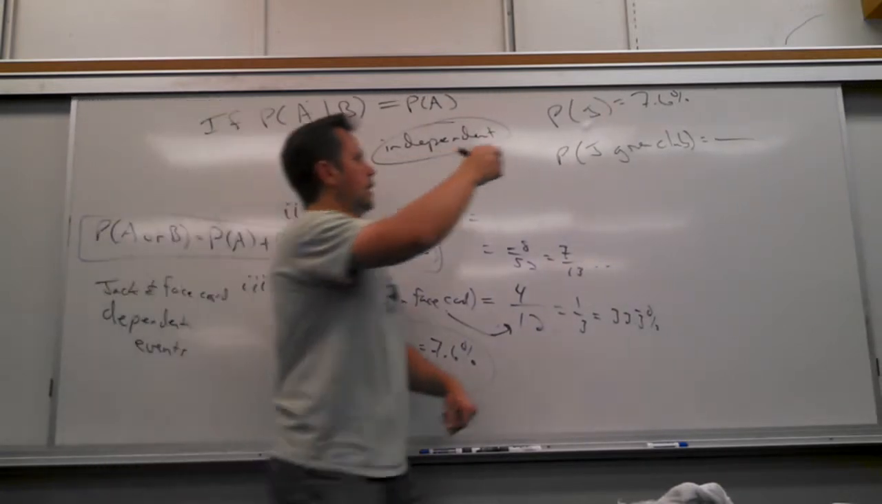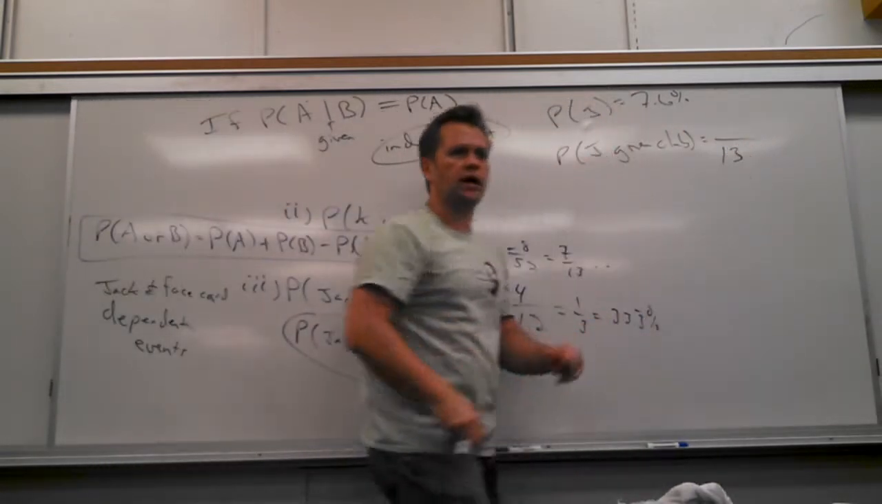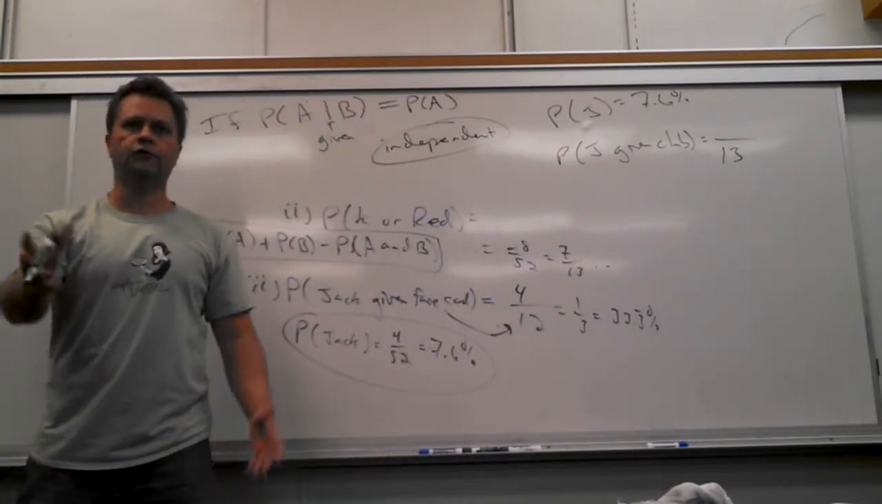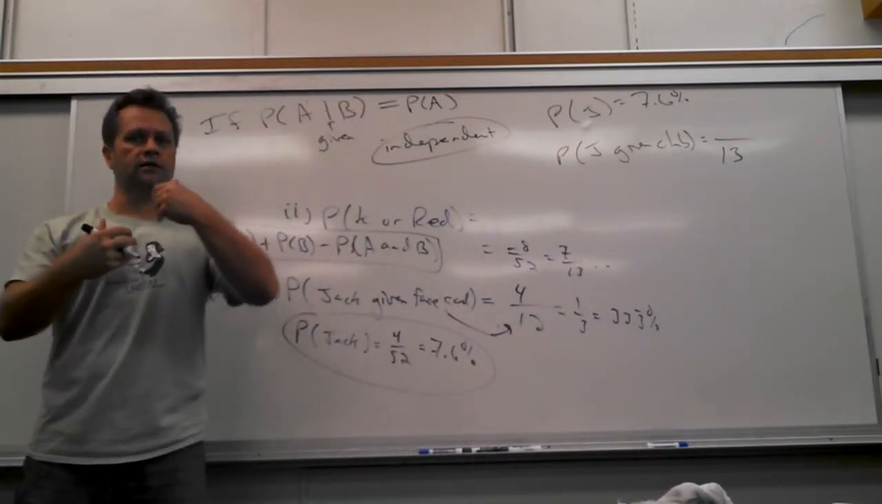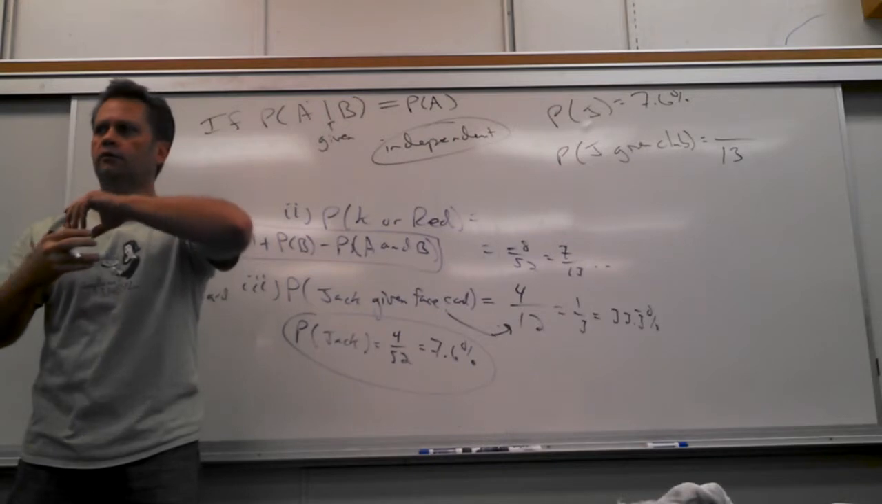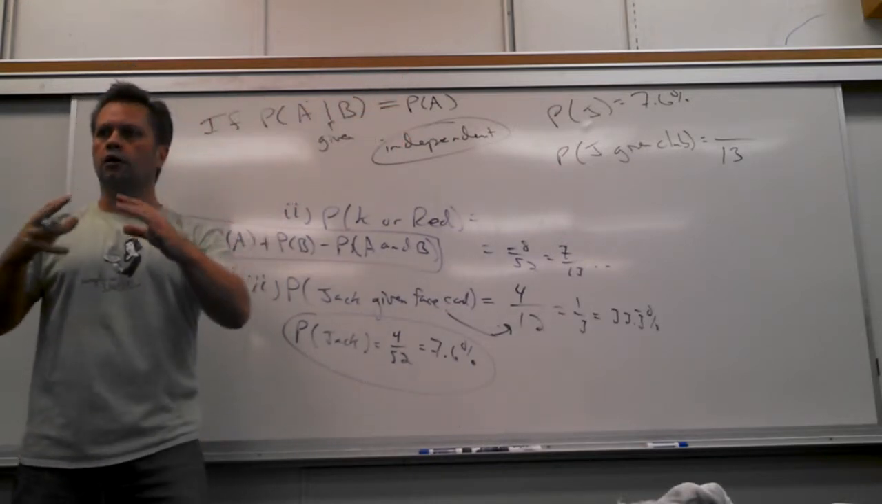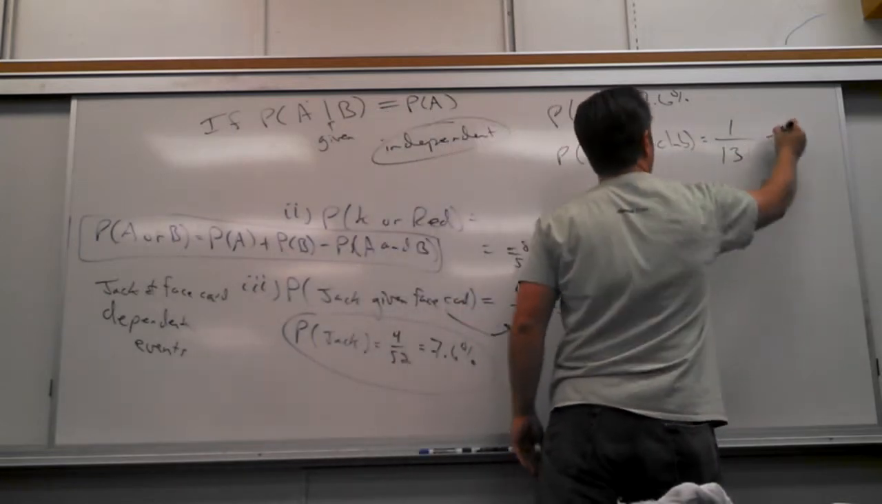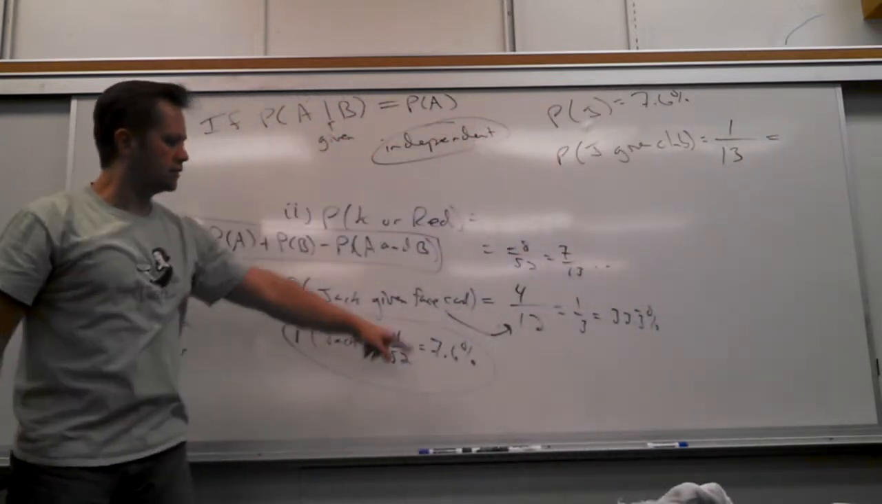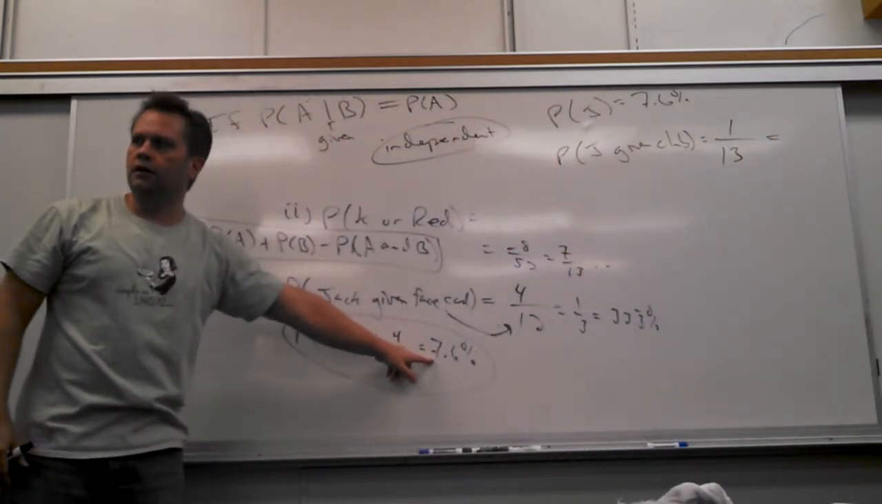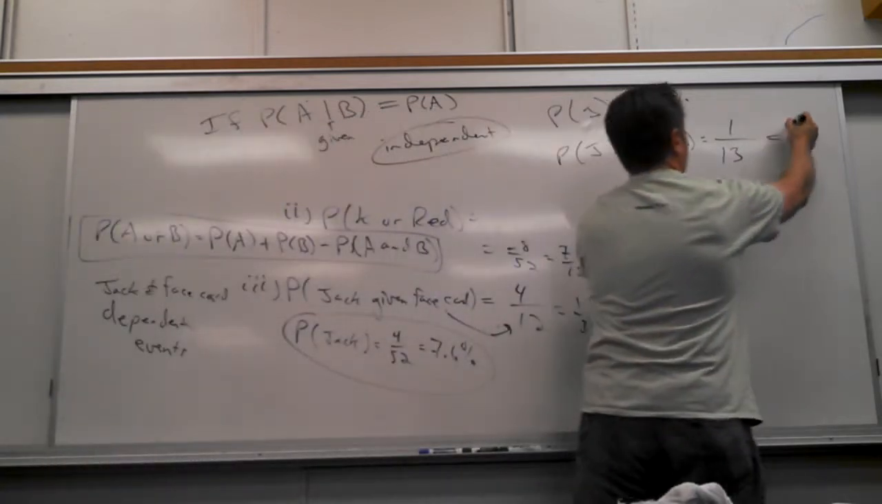Out of those 13 clubs, how many are jacks? 1, not 4, right? Because the minute I said it had to be a club, how many jacks did I throw away? The 3 that weren't clubs. So out of those 13 cards, one of them is a jack. And of course, 1 out of the 13 is exactly where that came from, isn't it? That's going to be 7.6% again.